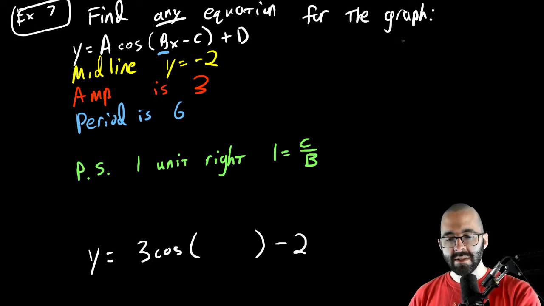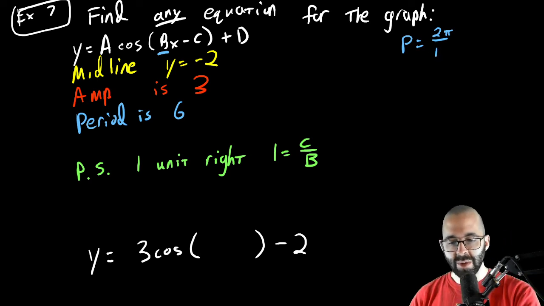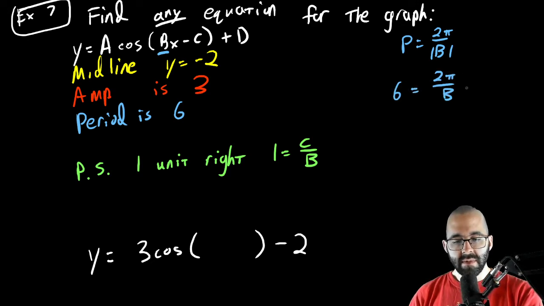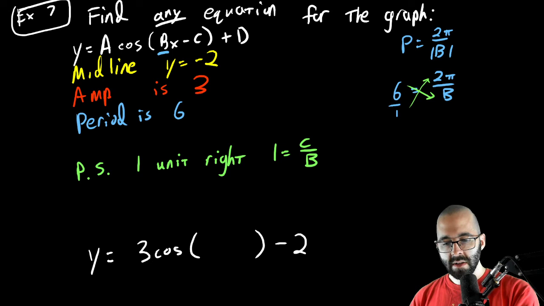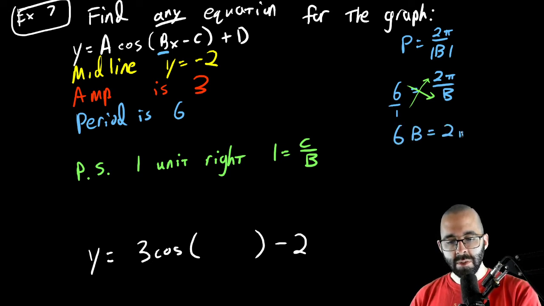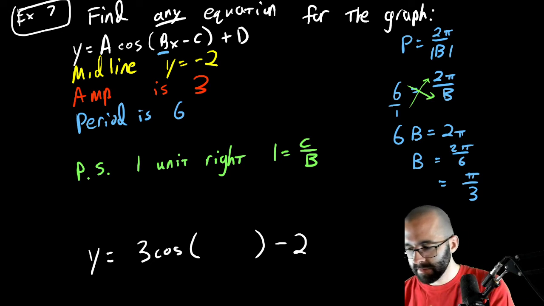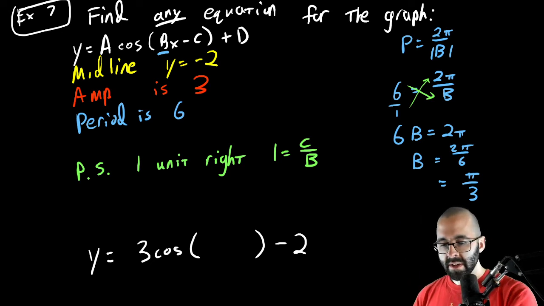So we have to, again, say a period is 2 pi over b. We can, again, assume we're not doing anything fancy. We can assume b is positive. So period is 6. It's 2 pi over b. And we just solve for b again. Another way you can do this is cross multiplying. 6 over 1, and then 1 times 2 pi, 6 times b. 6b is equal to 2 pi. Divide both sides by 6. b is 2 pi over 6, just pi over 3. Our b value is pi over 3.